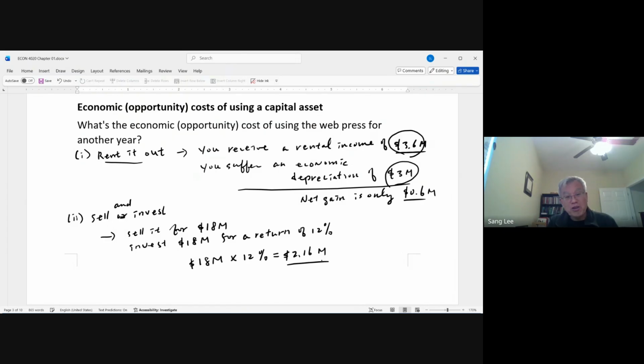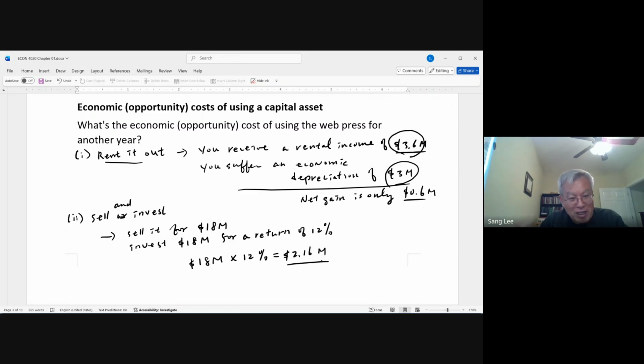Now here, do you need to worry about economic depreciation? No, you already sold it. It's no longer yours. So you don't care whether the price is falling dramatically or the machine value is falling down over time. You don't have to worry about it.